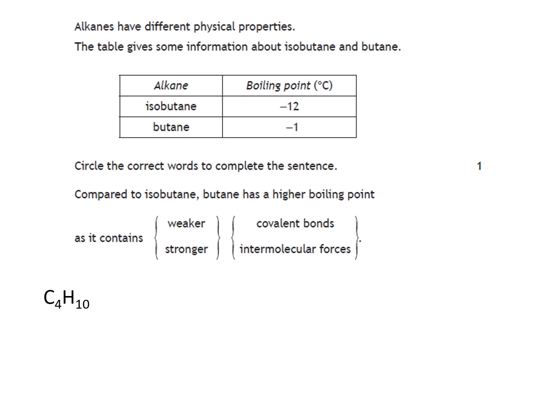So quite a lot of information here. It asks you about isobutane and butane. What you need to know is that they are isomers of each other. They have the molecular formula of C4H10. So pause it and then come back when you have an answer.